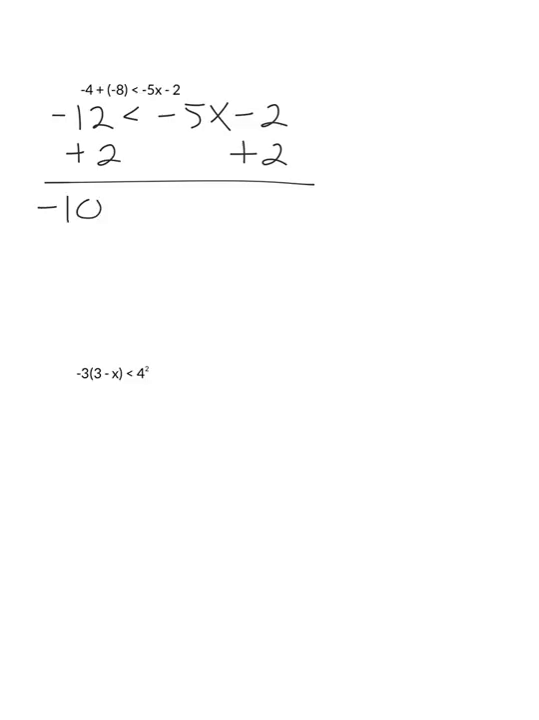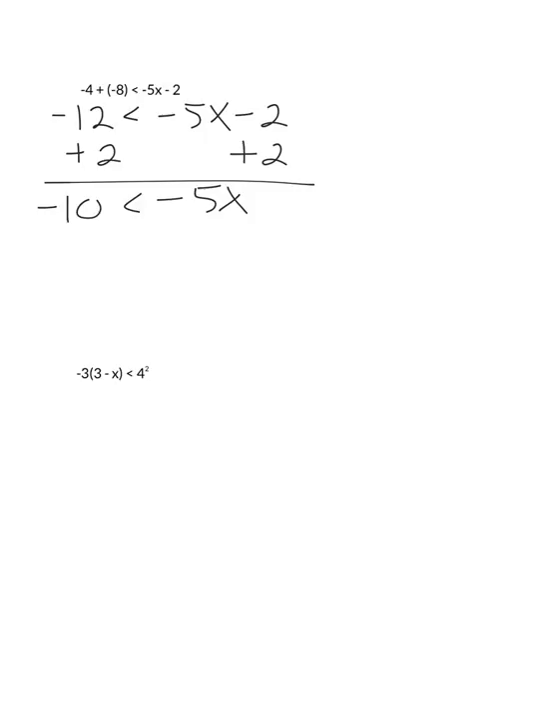Now here we're going to do a little bit of combining like terms before we start to move our terms around. So we have negative 4 plus negative 8, which is negative 12, is less than negative 5x minus 2. And go ahead and add 2 to both sides. We have negative 10 is less than negative 5x.